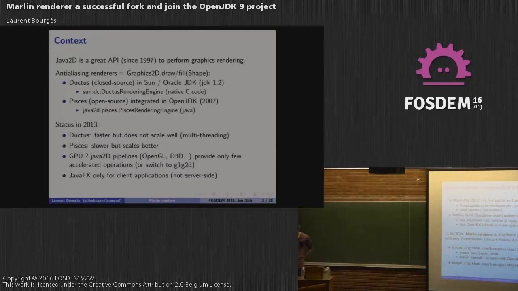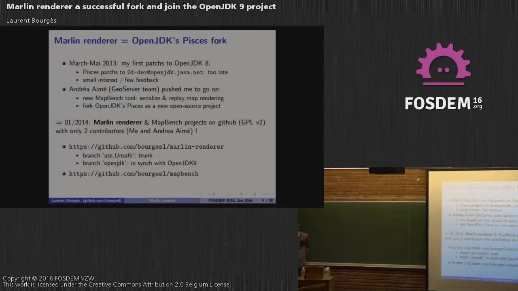So why the Marlin renderer? It's mainly an OpenJDK Pisces fork. I started in 2013, mainly working on client applications in my astrophysics laboratory. I did some profiling of my application with OpenJDK, and I saw it was allocating a lot of memory and was a bit slow. So I started providing patches to improve that, and I subscribed to the mailing list and sent some patches which were optimizing, and got some incorrect feedback.